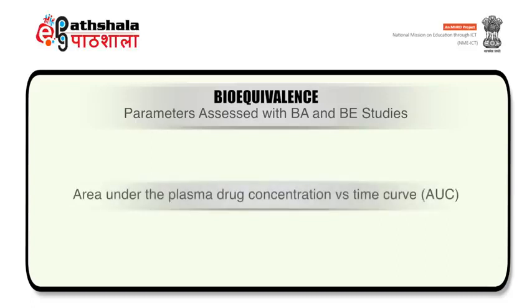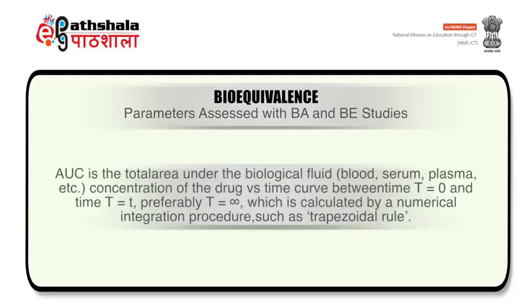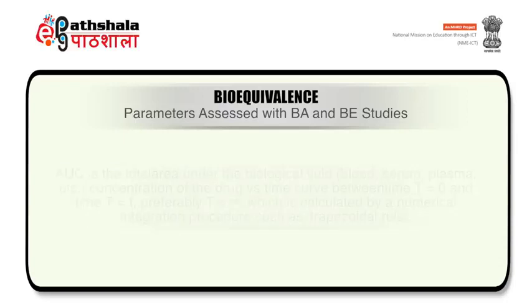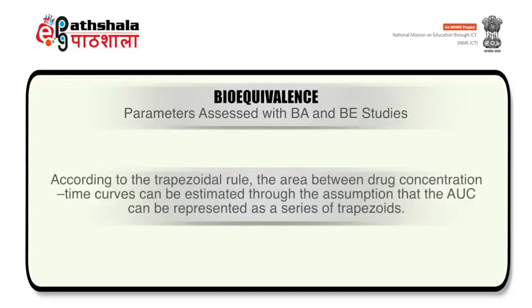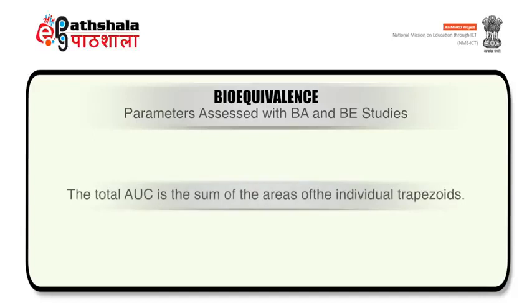The next parameter to be assessed is the area under the plasma drug concentration versus time curve, which refers to the total area under the biological fluid concentration of the drug versus time between the time t equal to 0 and time t equal to infinity, which is calculated by a numerical integration procedure such as the trapezoidal rule. According to the trapezoidal rule, the area under the drug concentration time curve can be estimated through the assumption that the AUC can be represented as a series of trapezoids. The total AUC is the sum of the areas of individual trapezoids.